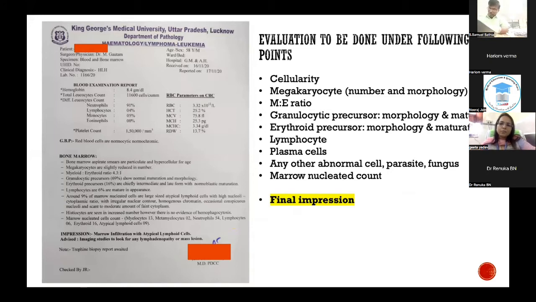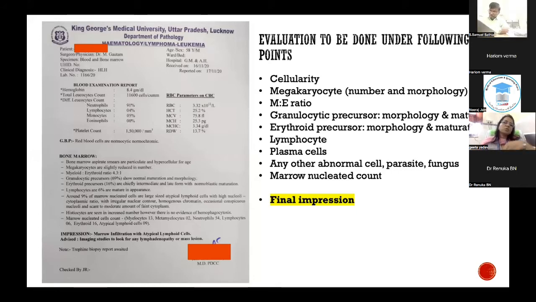Then granulocytic precursors and erythroid precursors: what is their morphology and maturation, and whether any shift or dysplasia is seen. Lymphocytes for percentage, for number, and for abnormality. Similarly, plasma cells, and any other abnormal cells, parasites, fungus, or histiocytes if they are seen in increased number. If there is any evidence of granuloma, that has to be mentioned. And lastly, the marrow nucleated count has to be mentioned.